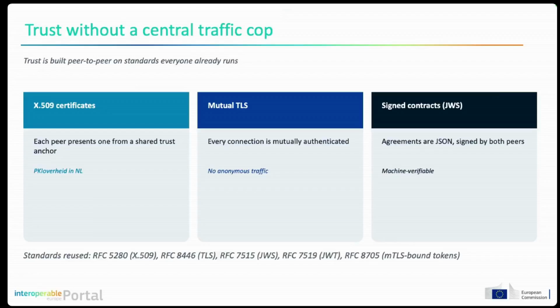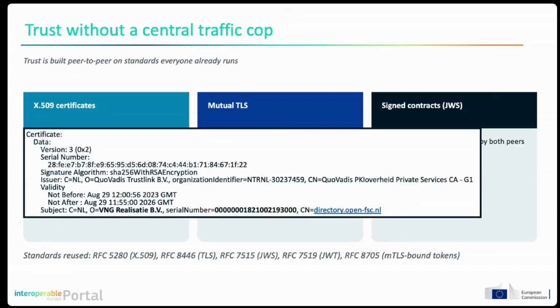I can go in a little more depth here. So this is what the certificate looks like. It's just a normal certificate, but here you see this is the name of the organization. This is an organization identification number, which is standardized in the Netherlands, and this is the identification of the group and the FSC group that you're in.